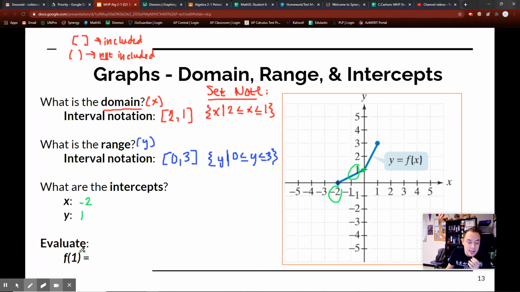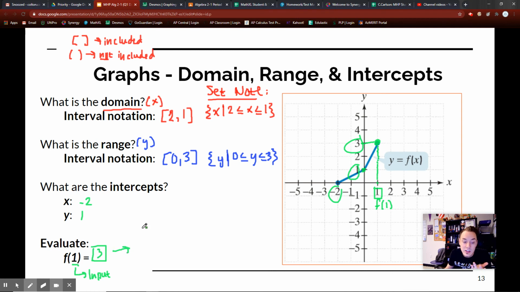Now, evaluate f of 1. What does the 1 mean? The 1 means input. So I'm going to look at my graph at the input of 1. This right here is f of 1. Now what is my output, because I want to find what it equals? What is this? It's 3.